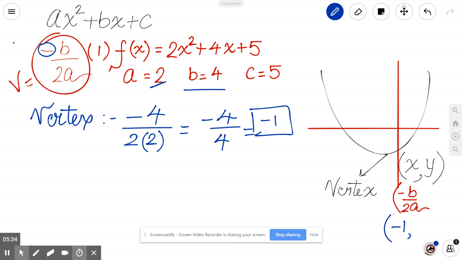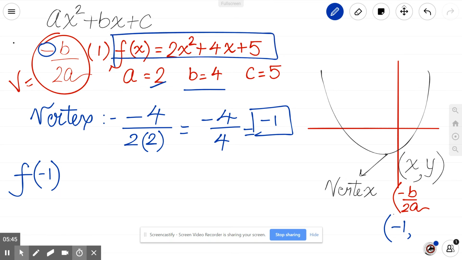So in order to find the y value, students, what we do is we plug that number, the x value, into our original function. What was our original function? Right here I'm highlighting it. So we will calculate or evaluate this function for negative 1, because that is what we are calculating the y for.